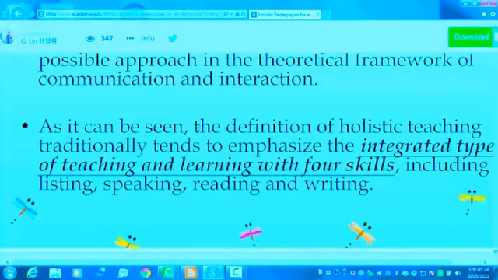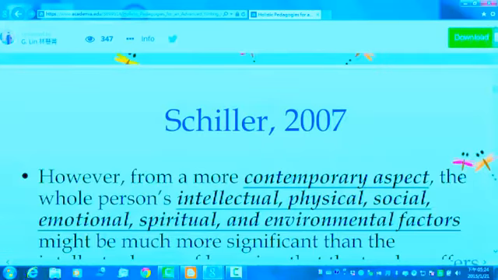As can be seen, the definition of holistic teaching traditionally tends to emphasize the integrative type of teaching and learning with four skills, including speaking, listening, reading, and writing.